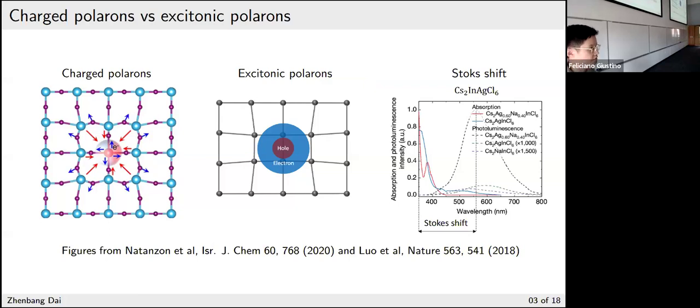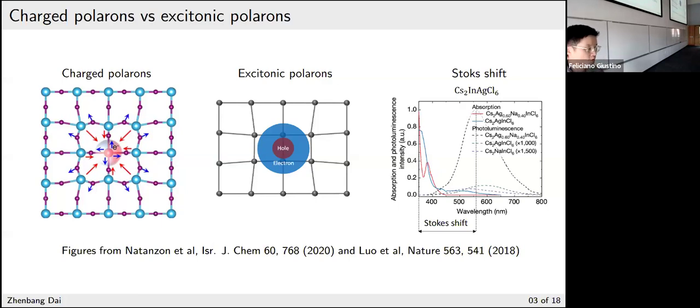So basically, if there is no formation of the exciton polaron, you would expect that the absorption onset and the photoluminescence peak will coincide with each other because they should have the same energy. But in reality, what people found in experiments is that there is a big shift between the absorption onset, denoted by the solid line, and the photoluminescence peak, denoted by the dashed line. This shift is sometimes called the Stokes shift. And people attribute this large Stokes shift to the formation of the exciton polaron.